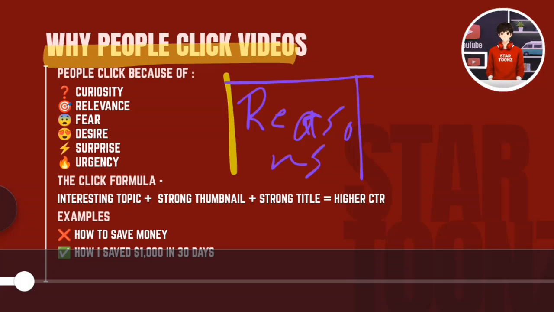The second reason is relevance. People click videos that feel relevant to their current situation. A student is more likely to click a study video. A football fan is more likely to click football content. A business owner is more likely to click business content. The third reason is desire. People want better results, more money, better health, more success, better skills. Videos that promise improvement often attract attention.